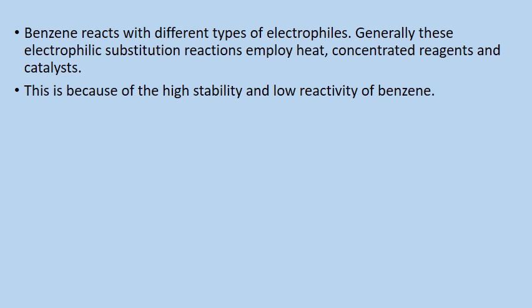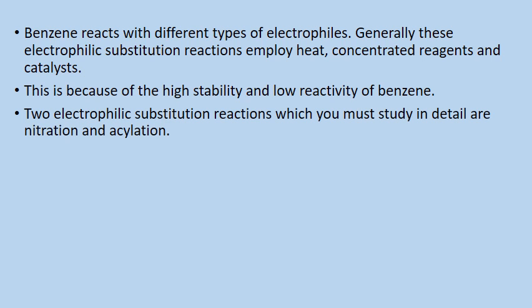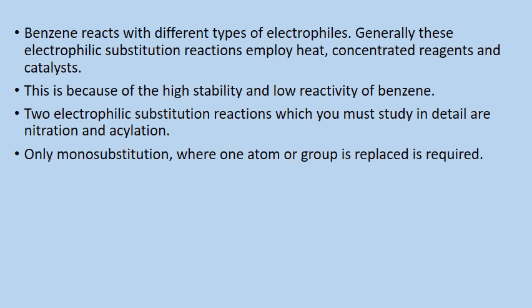Remember, it's fairly stable. It's more stable than we would expect because of that delocalized ring. And hence we've seen that substitution reactions are heavily favored to maintain that stability. So we're going to look at two electrophilic substitution reactions, and we must study them in detail. So there's two of them. There's the nitration of benzene and there's the acylation of benzene. Those are the only two. And we're only going to look at mono substitution taking place. So we're only going to look at adding one group at a time.